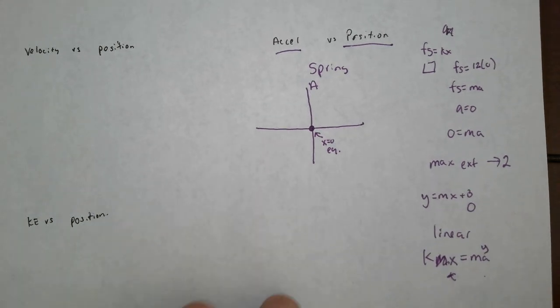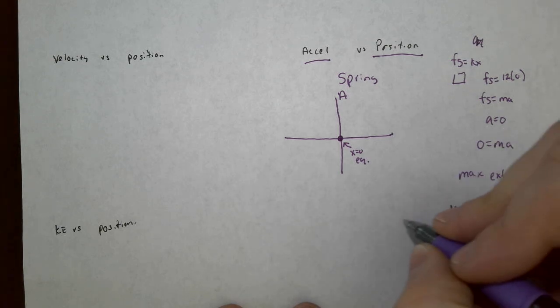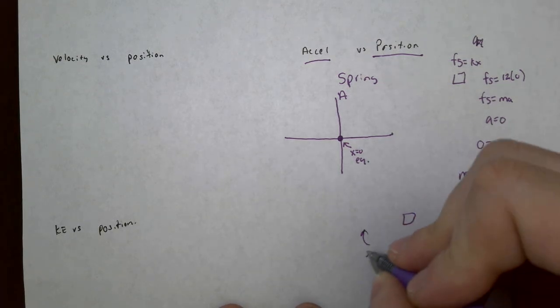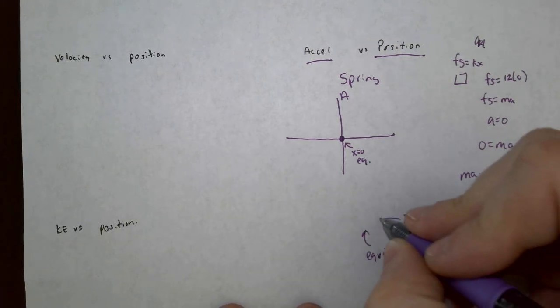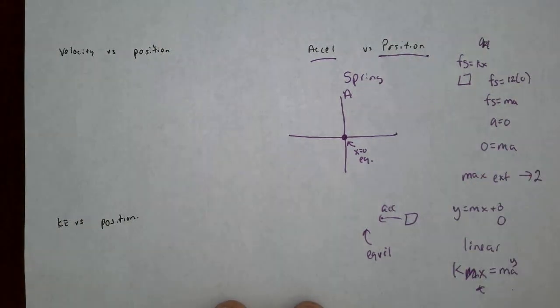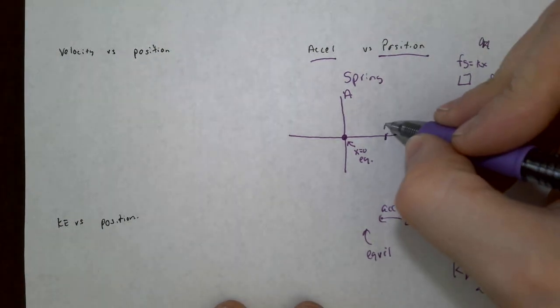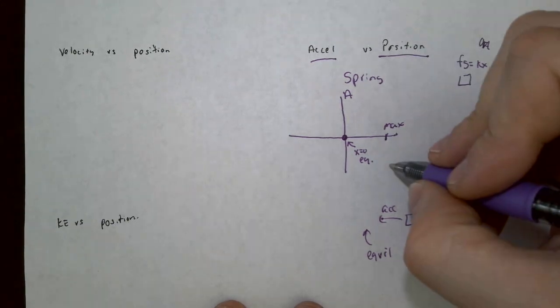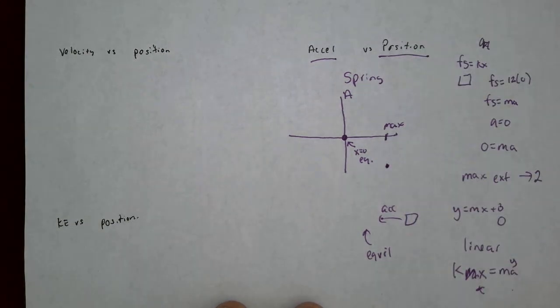All right, but it is important to recognize that when you are on the right side of equilibrium, that means that the acceleration is pulling you to the left. So if we are at our max distance, we would be pulling to the left, and it would be the strongest to the left.